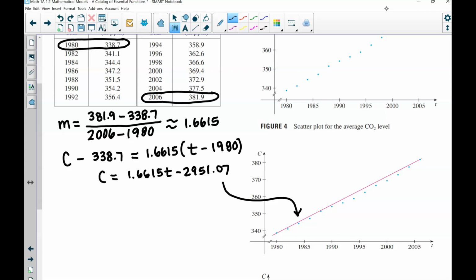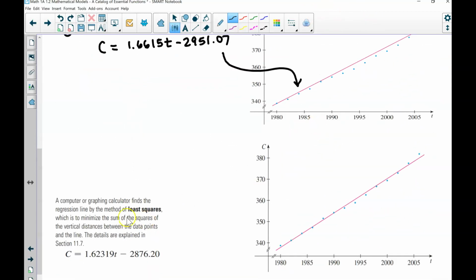So a better linear model would be obtained by a procedure in statistics called linear regression. In order to do that, you would use a graphing calculator or a computer program to generate a line of best fit that fits the data. A computer or graphing calculator finds the regression line by the method of least squares, which is to minimize the sum of squares of the vertical distances between the data points and the line. These details are explained more in 11.7.